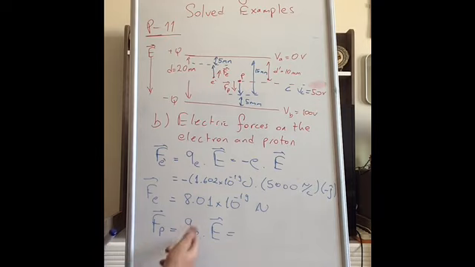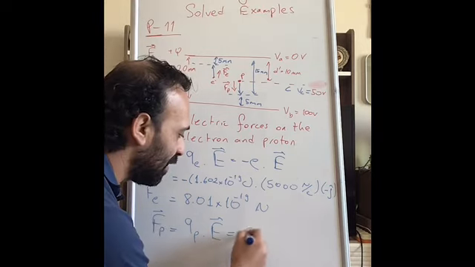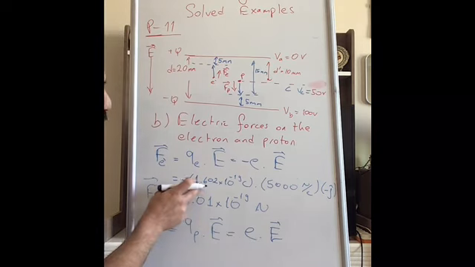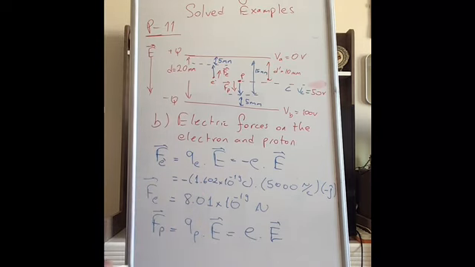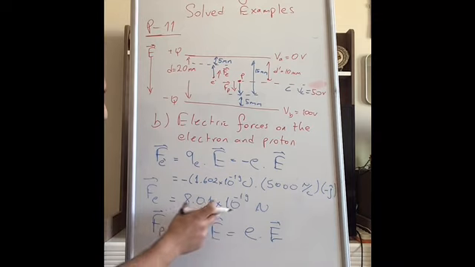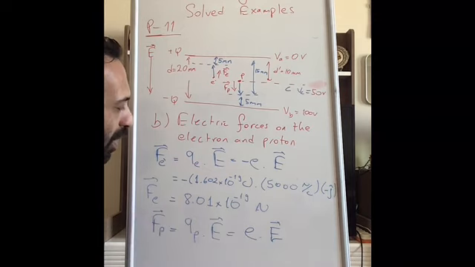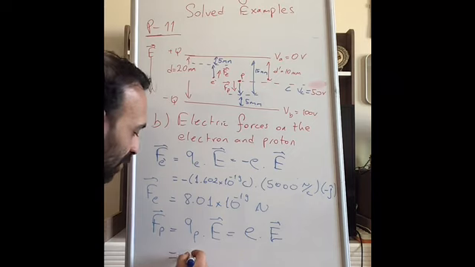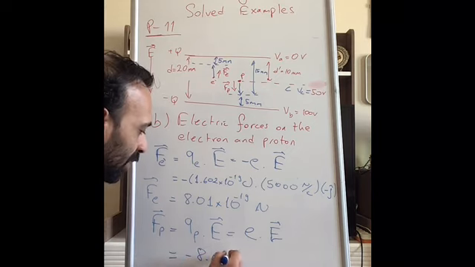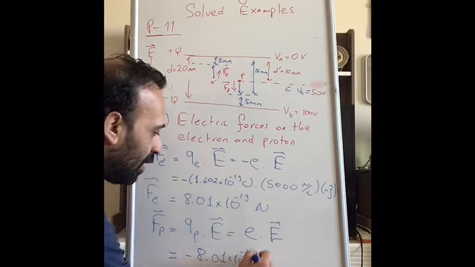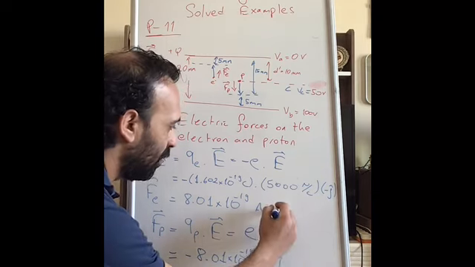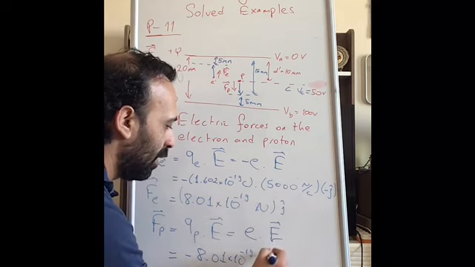So QP, the charge of the proton, is simply the elementary electric charge times the electric field. And this e is equal to 1.602 times 10 to minus 19. The electric field is the same, so the value will be the same here, 8.01 times 10 to minus 19, but it will be in the opposite direction. So I can directly write the electric force on the proton will be minus 8.01 times 10 to minus 19 Newton, in the direction of j. I forgot here j, and here j.